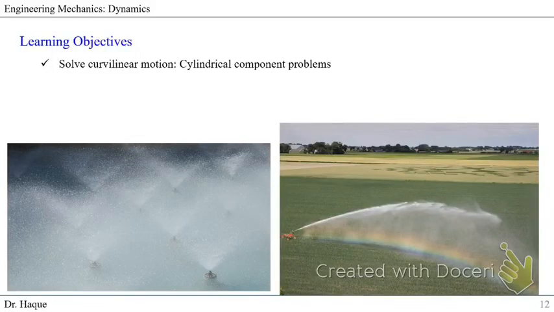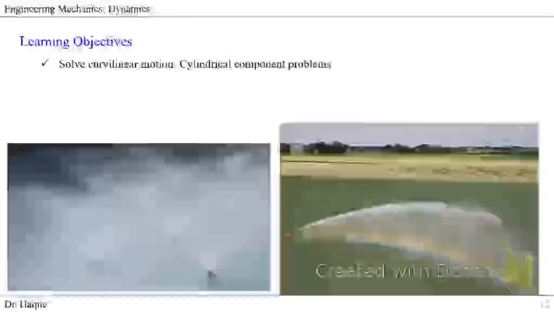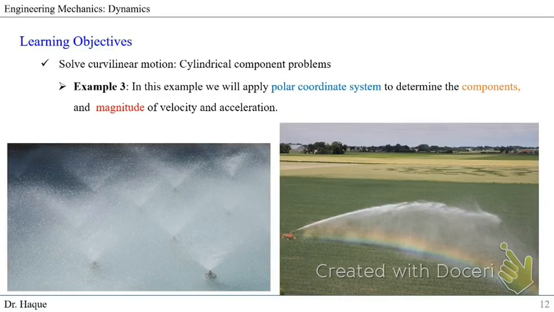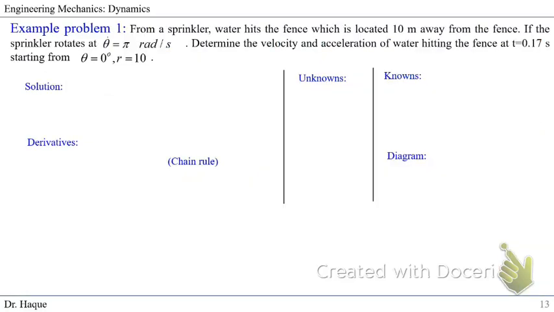Our learning objective is to solve a curvilinear motion problem that includes cylindrical components, and in this example 3 we will apply the polar coordinate system to determine the components and magnitude of velocity and acceleration. Like I said, we're going to use a water sprinkler in our problem. You might have seen the water sprinkler in your front yard or backyard. It can also be used to water the field. So let's see the problem.